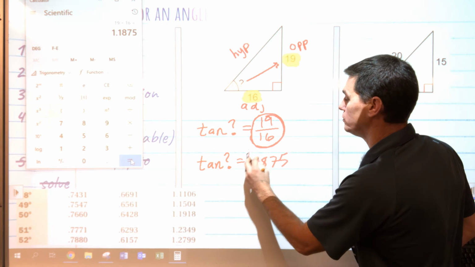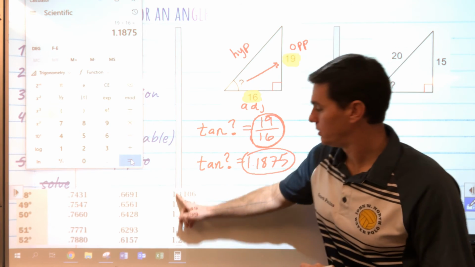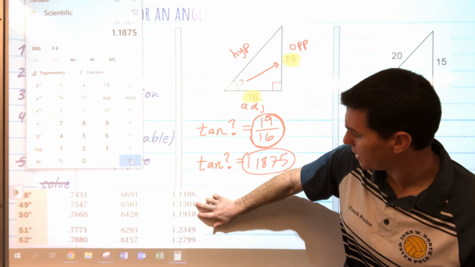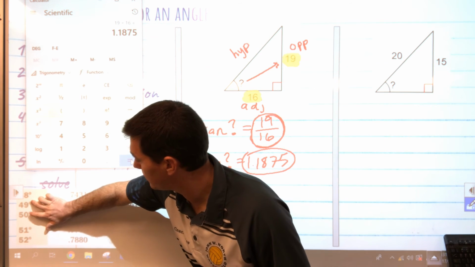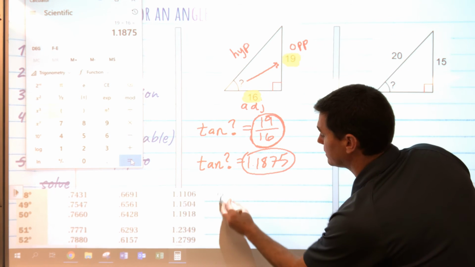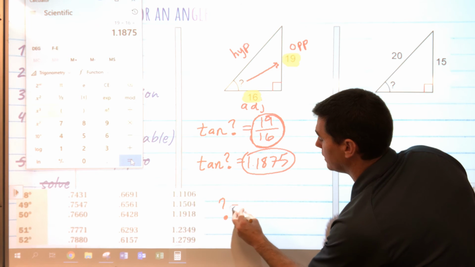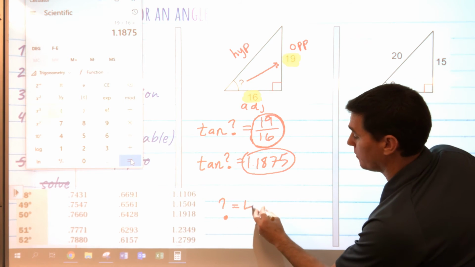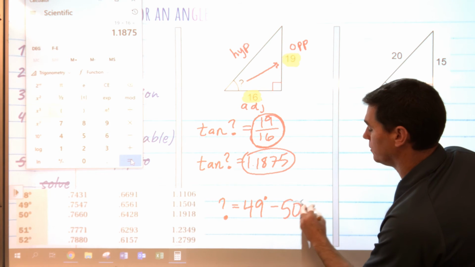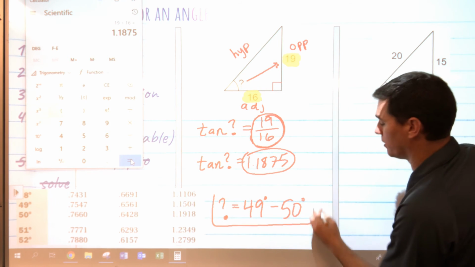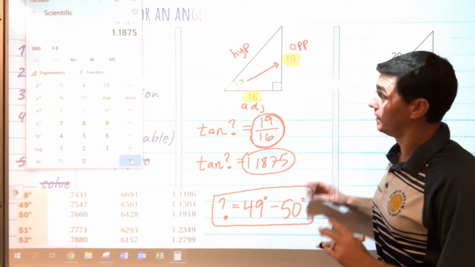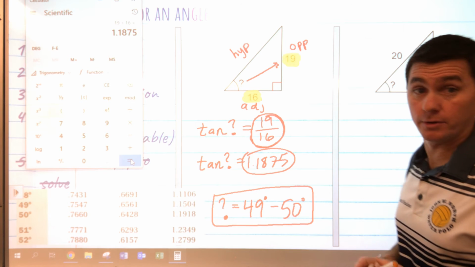So the tangent of some angle is the ratio 1.1875. Use this to find on your table, right? Where the tangent column, 1.18 is somewhere in between these. So if I'm using my table, all I know is it's between 49 and 50 degrees. So I can say my angle is between 49 degrees and 50 degrees, right? We don't know any more than that. That's as specific as we can be right now, and that's okay. Let me go through another example and I'll show you how you do it on the calculator.